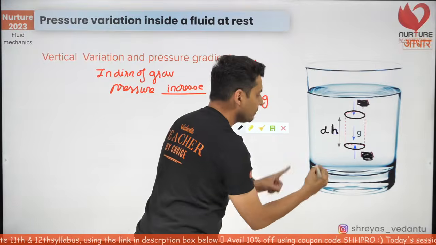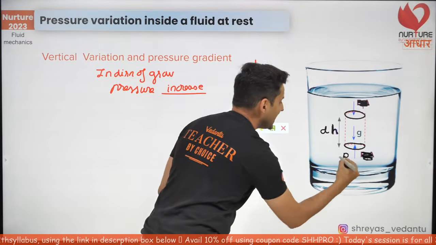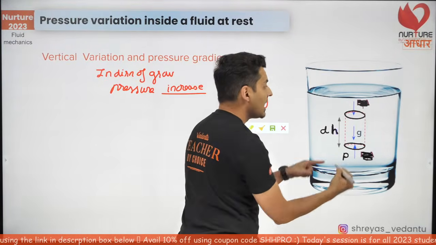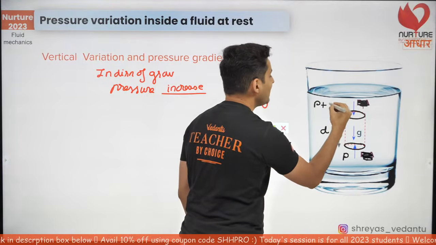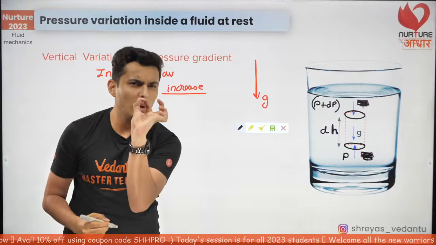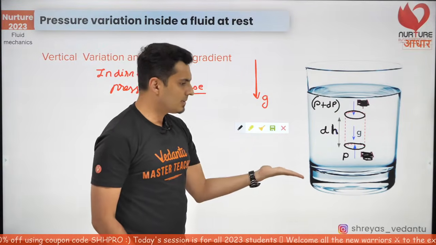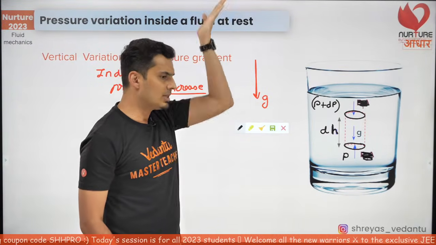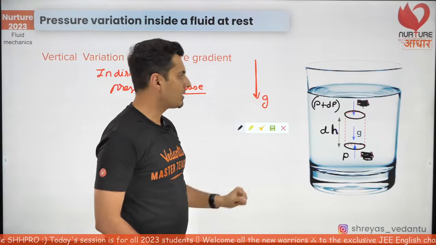So let's say at the bottom it is P, and at the top it is P plus dP. dP is the small change in the pressure. At the bottom it is P, as you go up there is a dP change. It's the change in the pressure.